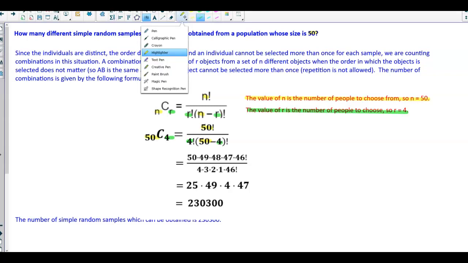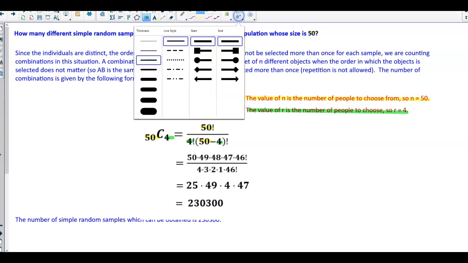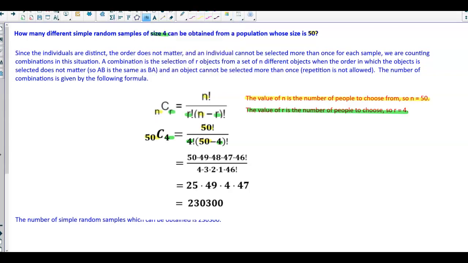The next thing we want to do is evaluate this accordingly. So we have 50 factorial over 4 factorial times (50 minus 4) factorial. The first thing is to evaluate what's inside the parentheses. 50 minus 4 is 46, so we have 46 factorial. In the numerator, we go all the way down to 46 factorial, because that 46 factorial divided by this 46 factorial simplifies to 1.